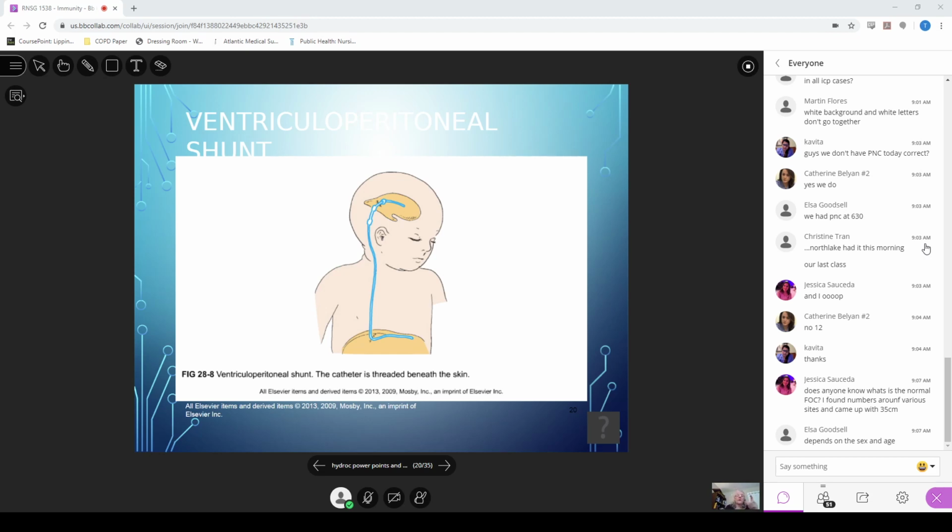So the catheter is threaded underneath the skin, so you can follow that track down from their scalp, down through their neck, down their chest, and then it goes into the peritoneal cavity. So we're following that track. Is there any irritation? We do not do anything to that valve. It is a one-way pressure valve. It opens, it drains, and then when the pressure is down, it closes.